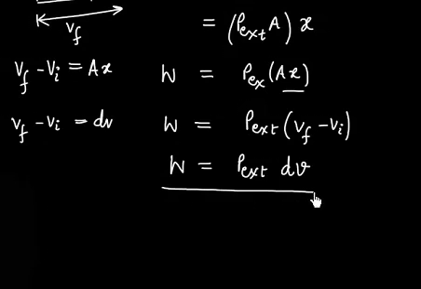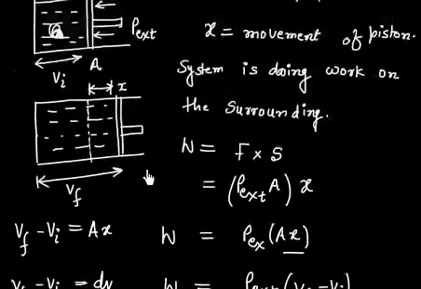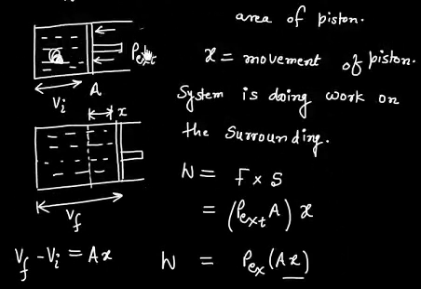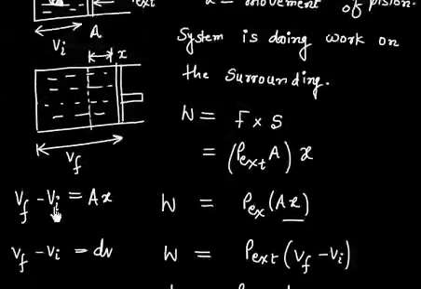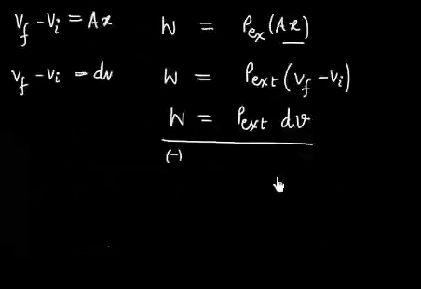Now this is correct magnitude wise. Let us check the sign. What is the sign of work in this case? The system is doing work on the surrounding, so the system is losing some energy. This means this work is negative. Are you getting or not? What is the sign of dV? The final volume is more than the initial volume, so dV is positive. Now if I check the sign both sides, this side I have a negative quantity, but this side I have a positive quantity. So this can't be.